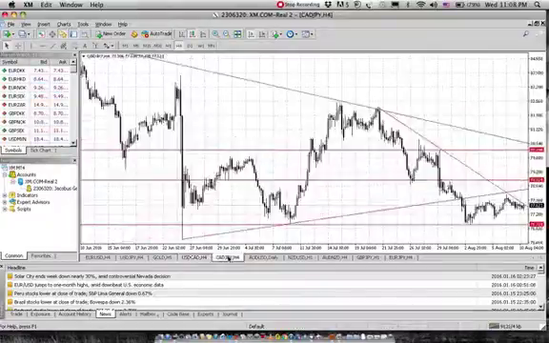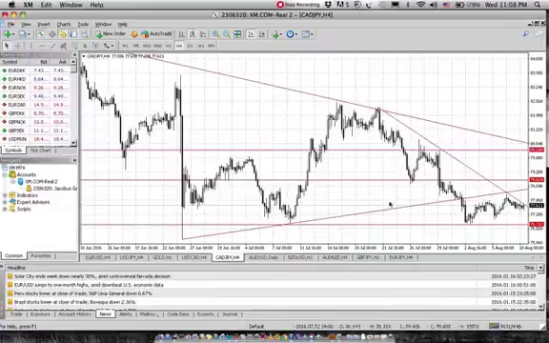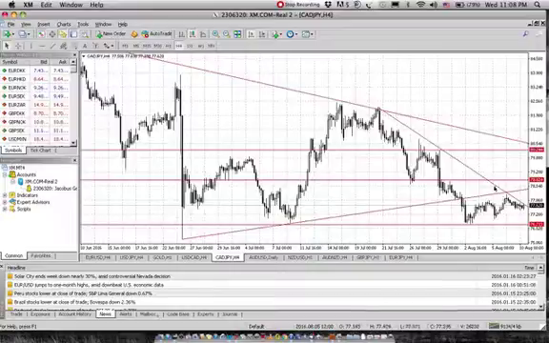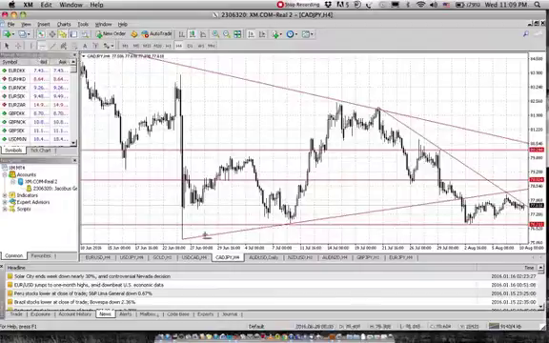Canadian dollar, Japanese yen. We can see also here the market is currently still adhering to the inner trend line, which also gives us a possible entry opportunity going short at this level over here, with a possible profit opportunity at this level over here.